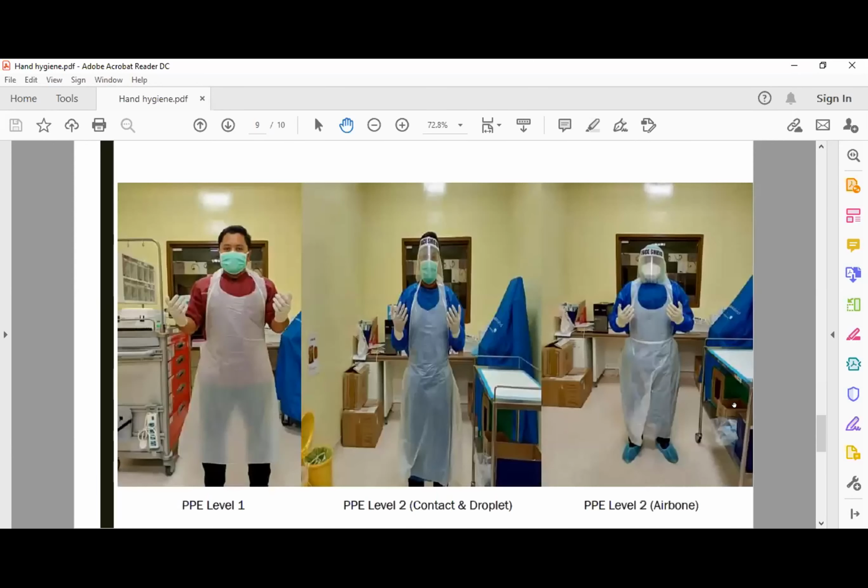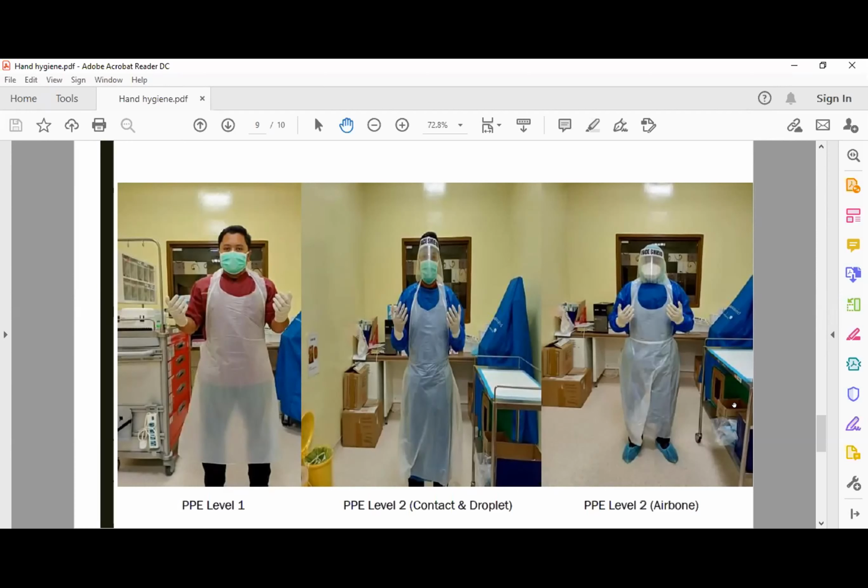So next, this is an example of how to wear the PPE. The first one is PPE level 1. It is used when there is no suspected or known infectious agent. What to wear is surgical mask, glove, plastic apron, goggle or full face visor if there is anticipated exposure to blood or body fluid. For PPE level 2, which is contact or droplet, it is used when there is a suspected or confirmed infectious agent that spreads by direct or indirect contact or droplet.